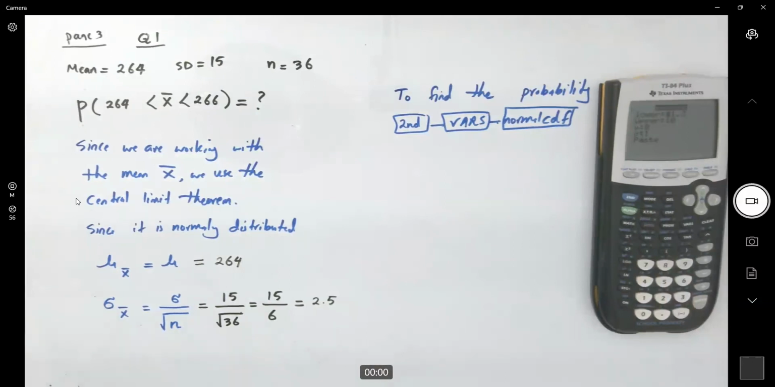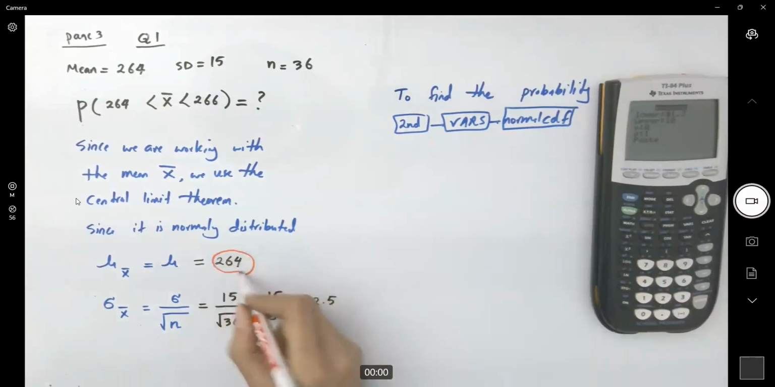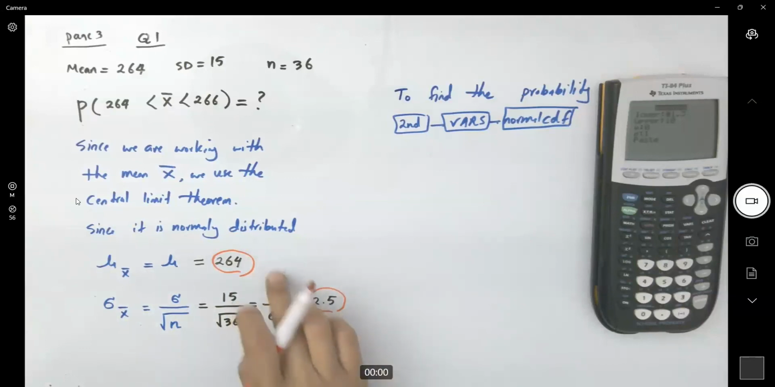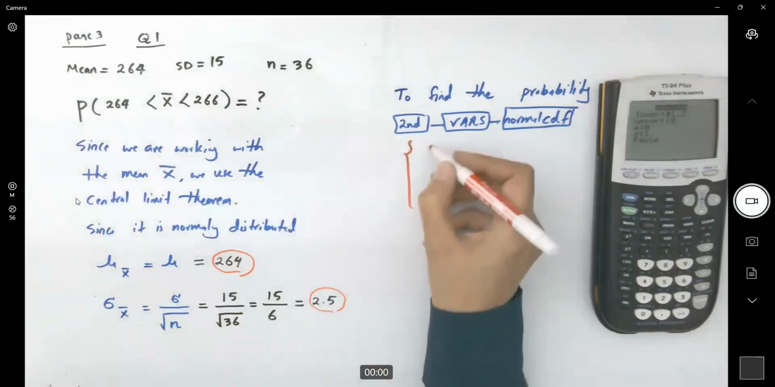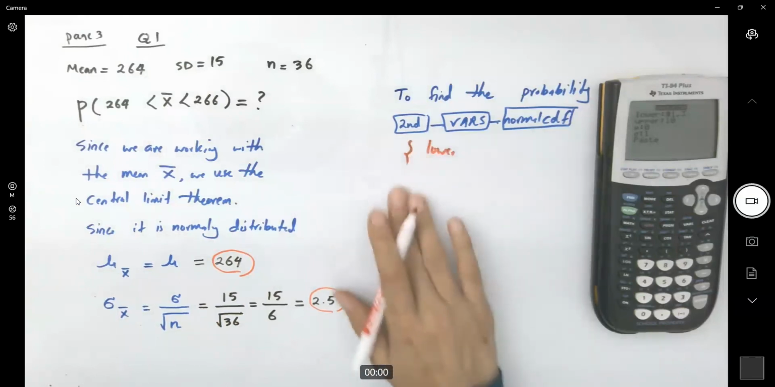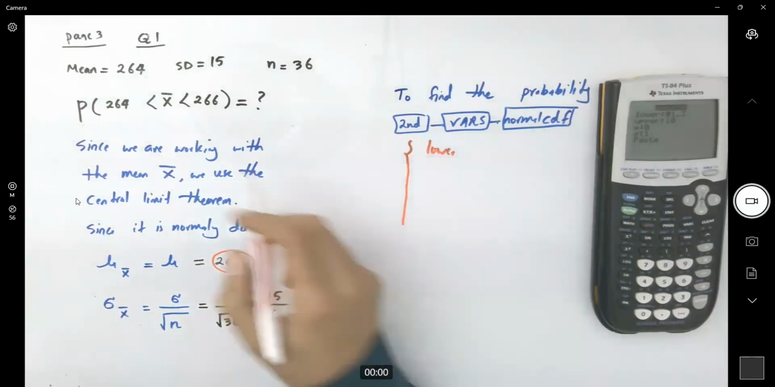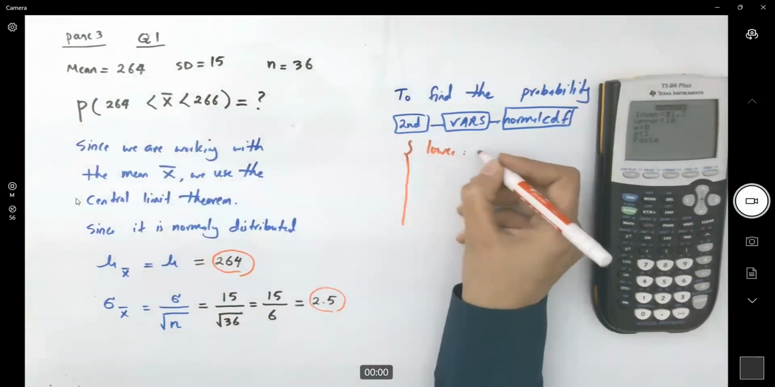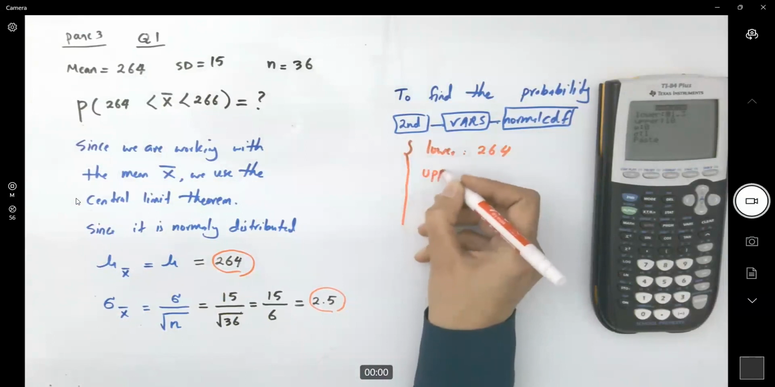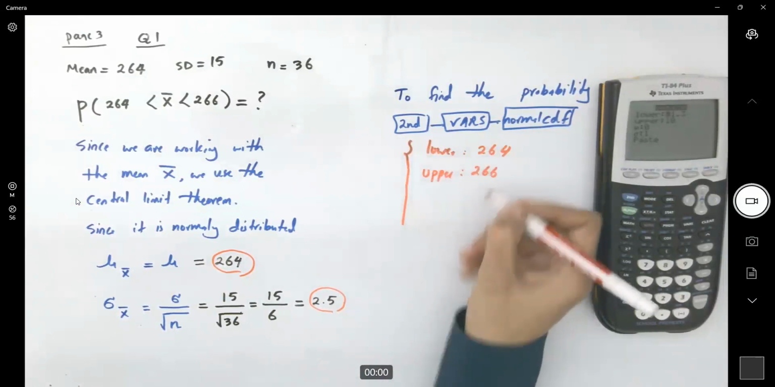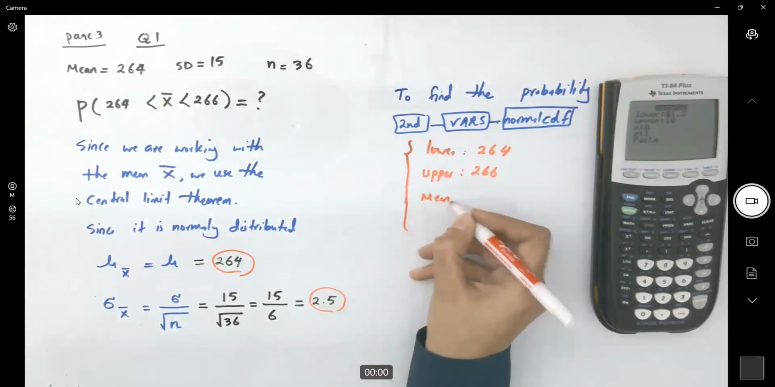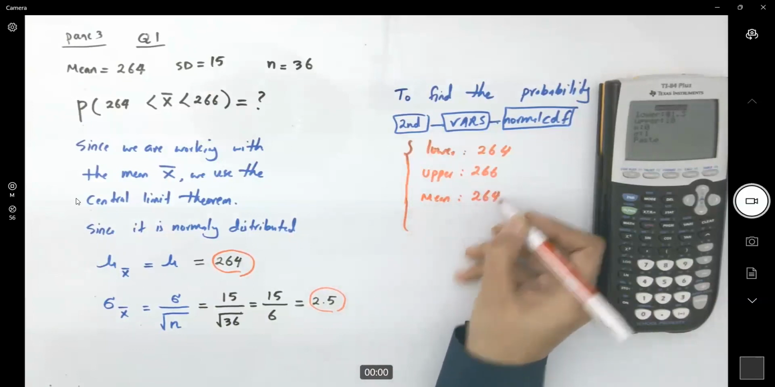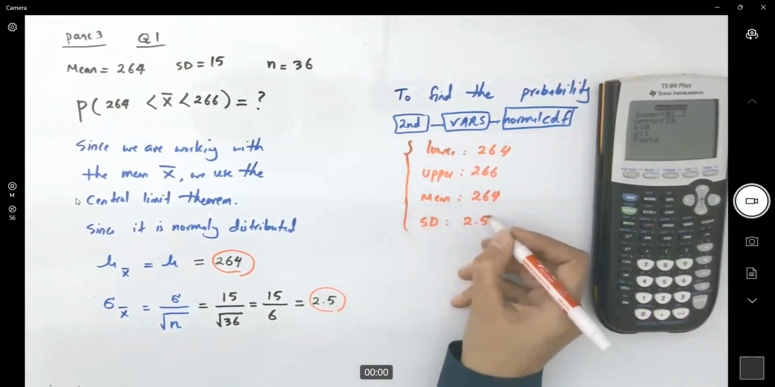What is the mean? What is the standard deviation? I calculated these two here, and I'm going to use these two numbers as the mean and standard deviation. But what is the lower limit? What is the upper limit? The lower limit is going to be the same as the lower limit in the length of pregnancies, 264 days. And the upper limit is going to be 266 days. And then the mean is going to be 264 with the standard deviation 2.5.